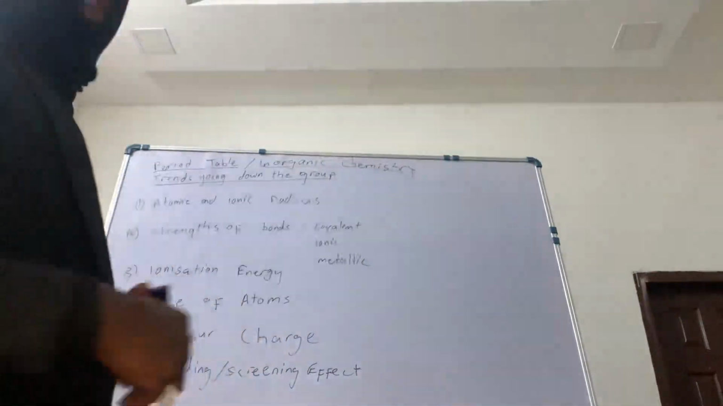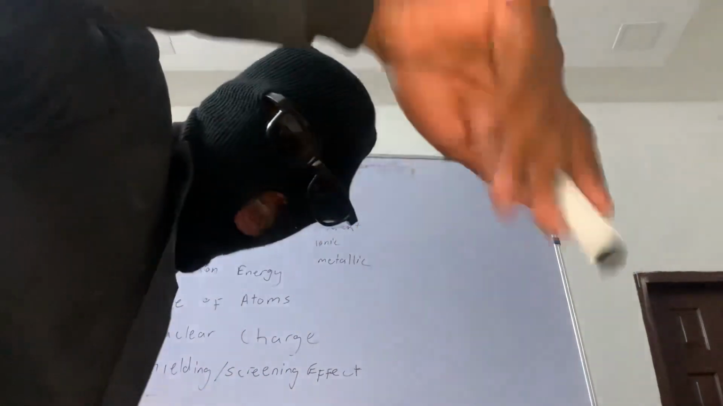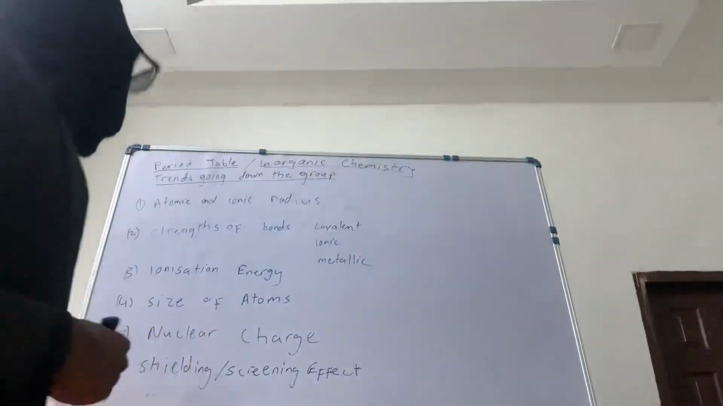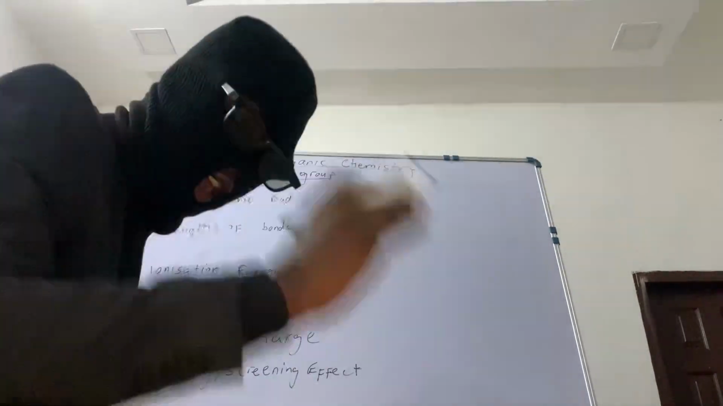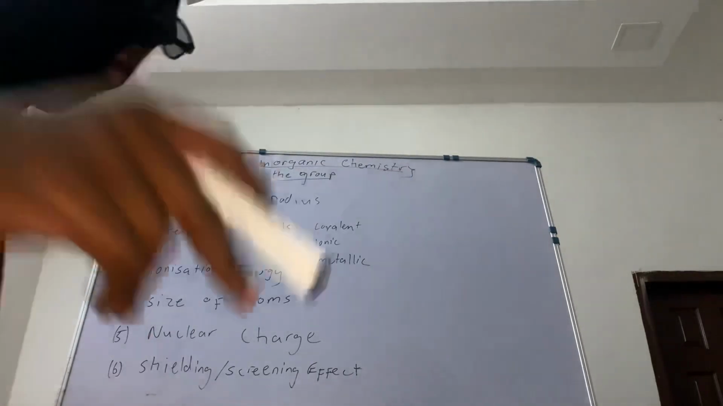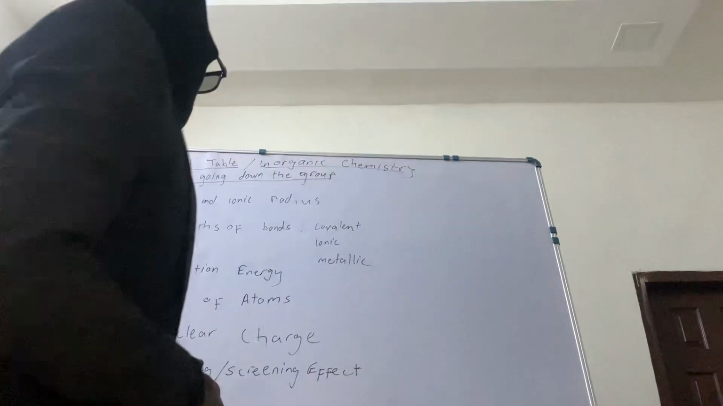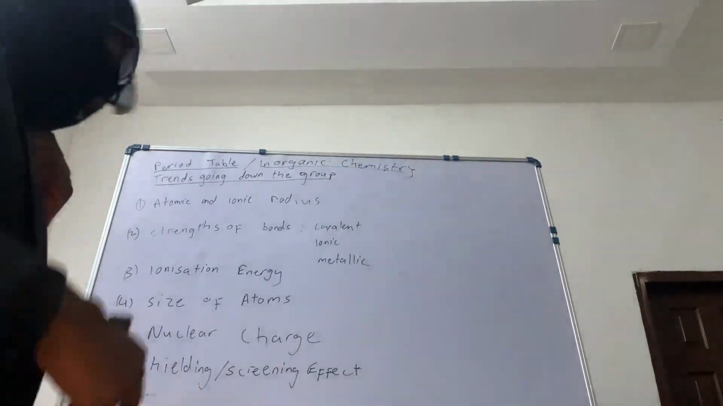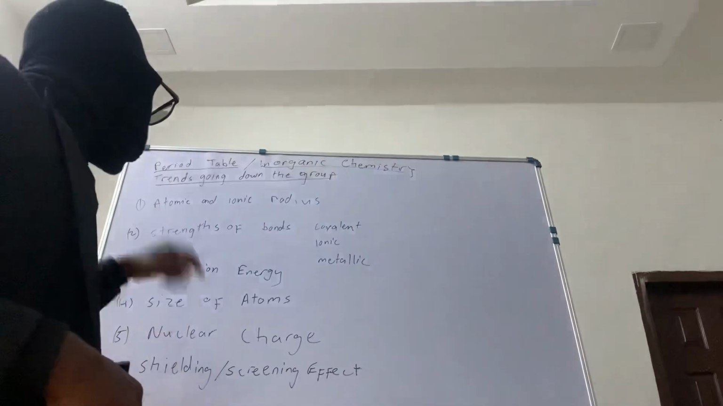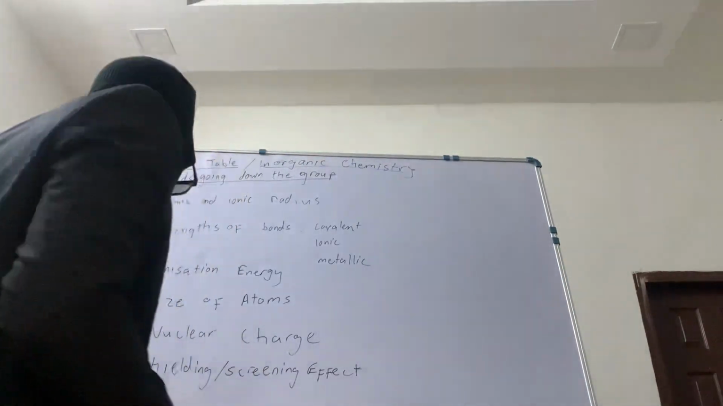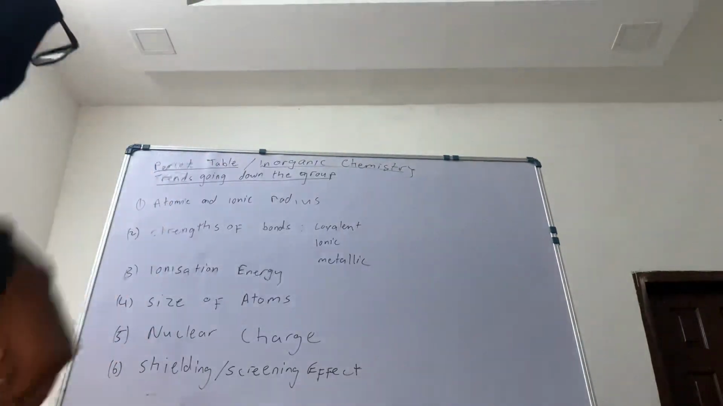What happens to the ionization energy as you go down the group? We are looking at the general trend as you go down the group. We also want to see what happens to the size of the atoms as they go down the group. We also want to see what happens to the nuclear charge as they go down the group.